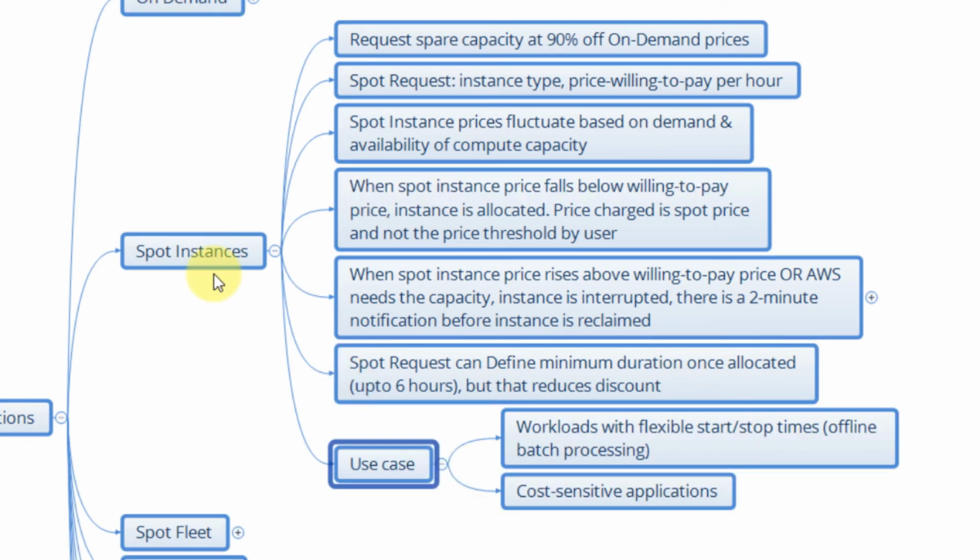So when is spot instance purchase useful? This is for workloads that have flexible start and stop times and can be interrupted. For example, offline batch processing. It's also useful for cost-sensitive applications.